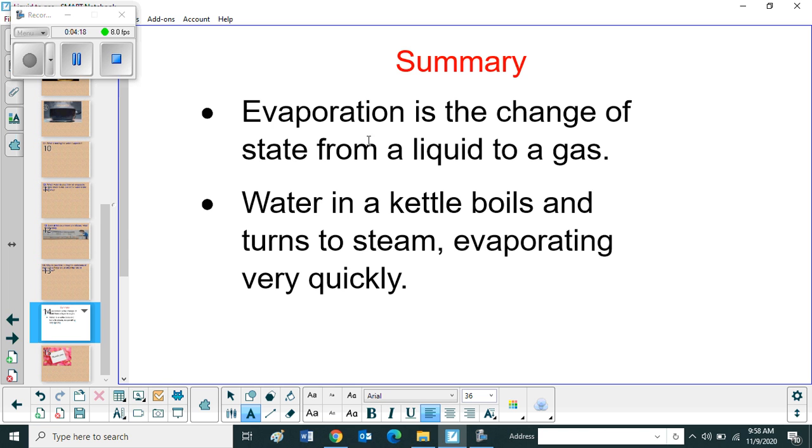In summary, evaporation is a change of state from a liquid to a gas. Water in a kettle boils and turns to steam, evaporating very quickly.